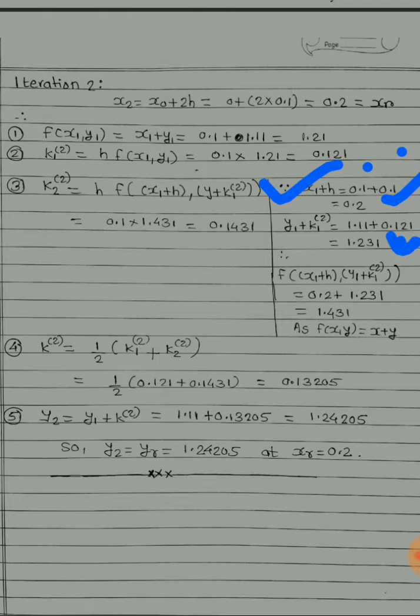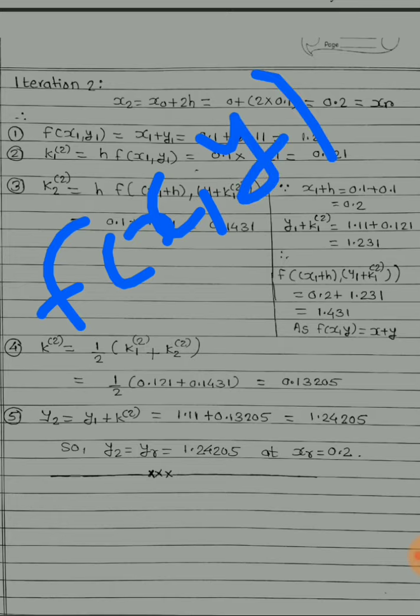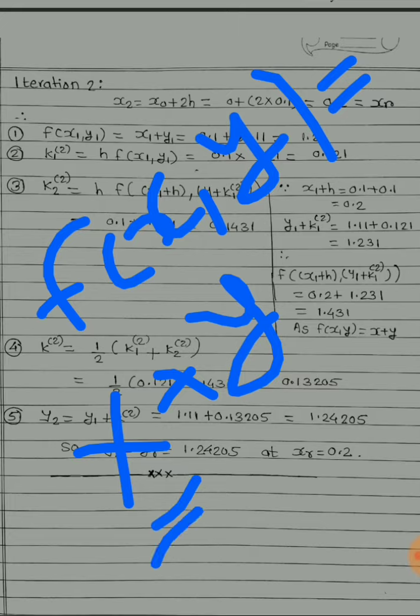Then the next stage is f of x1 plus h, y1 plus k1 raised to 2. As we have the equation f of x, y, which in this problem statement is given as x plus y, instead of x I need to use this value and instead of y I need to use this value. If I put it in, it becomes f of x1 plus h, y1 plus k1 raised to power 2. So that comes to 1.431.